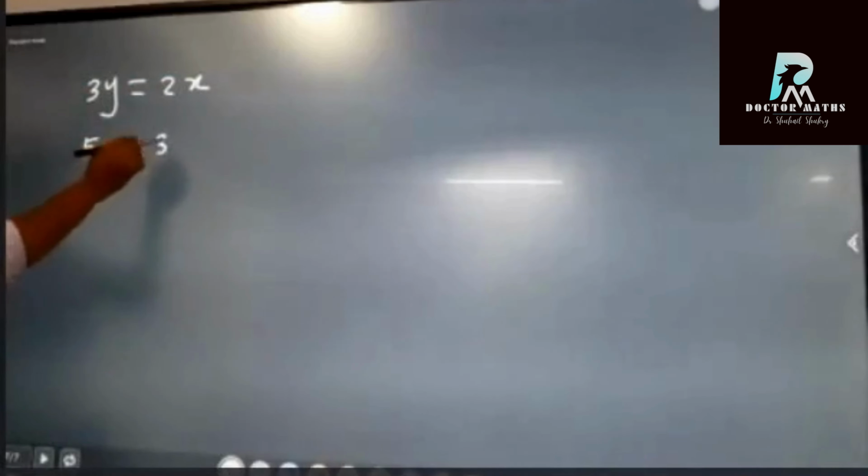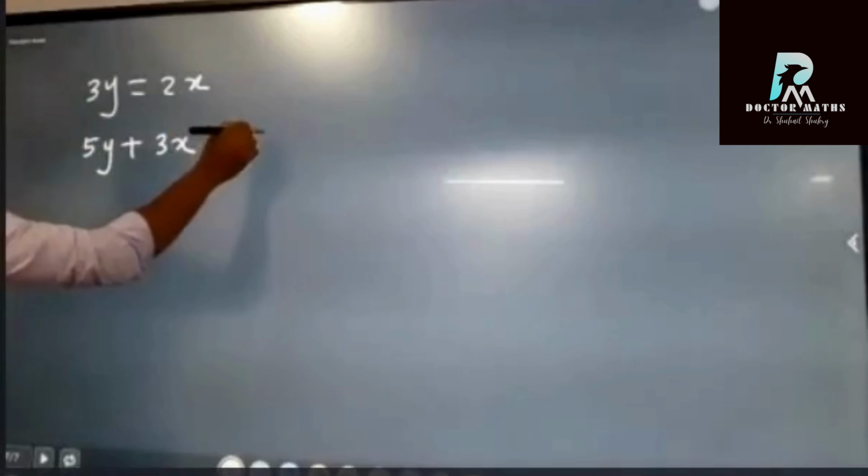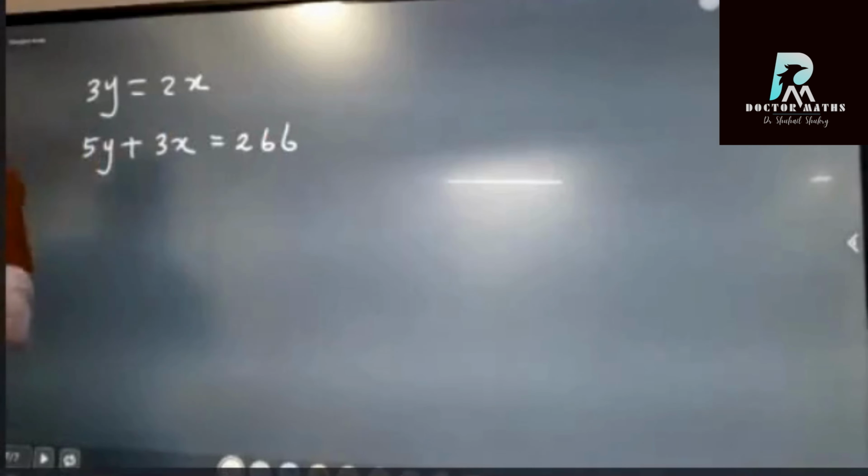Full marks for both the things. Then what was the first formula? 3y equal to 2x, is it? Another one? 5y plus... yeah? 200? Right. Now see how I'm going to do this scalar.